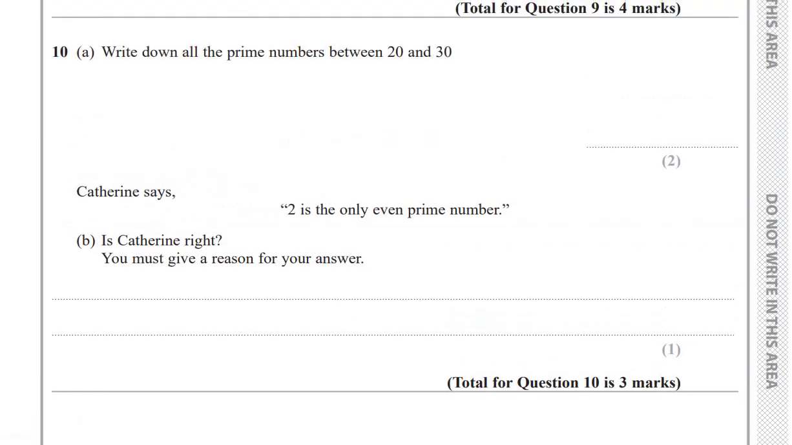Okay, next, write down all the prime numbers between 20 and 30. Well, 20, 21, 22, 23 is a prime number. 24, 25, 26, 27, no. 28, no. 29 is a prime number.